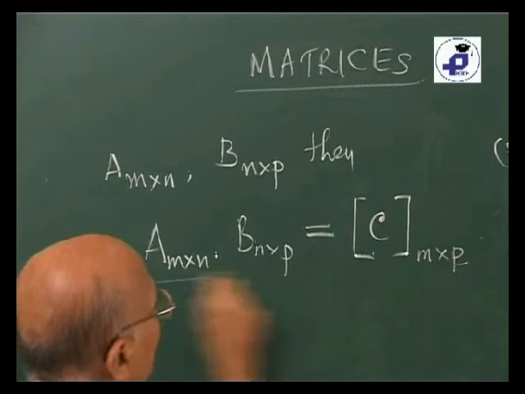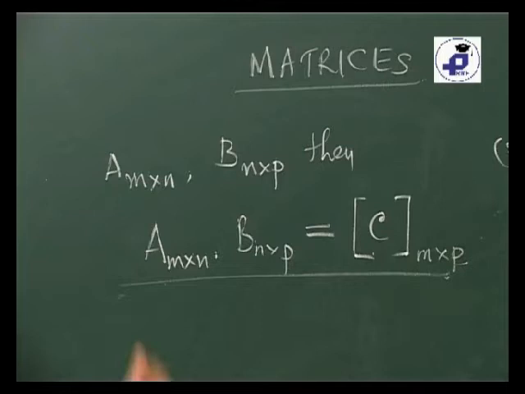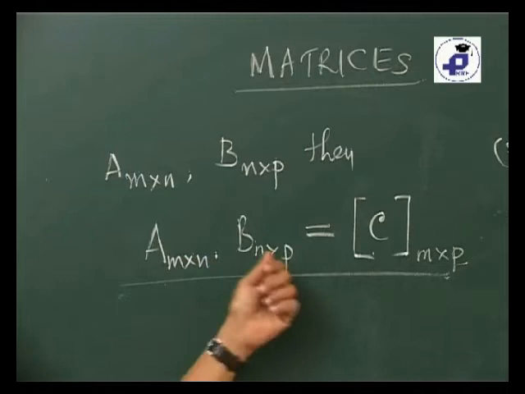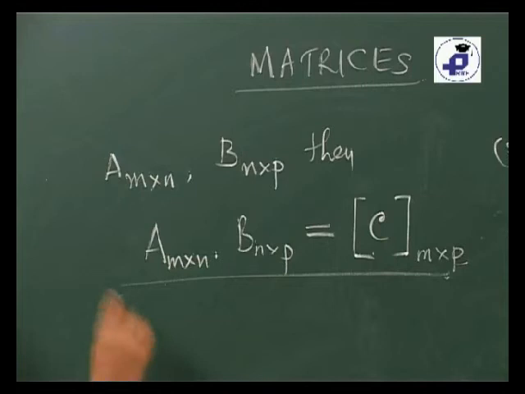In order that two matrices can be multiplied, the number of columns of the first matrix must be equal to the number of rows of the second matrix. But now how to find the product? There is a common rule. It is very simple. For example, look at this one.